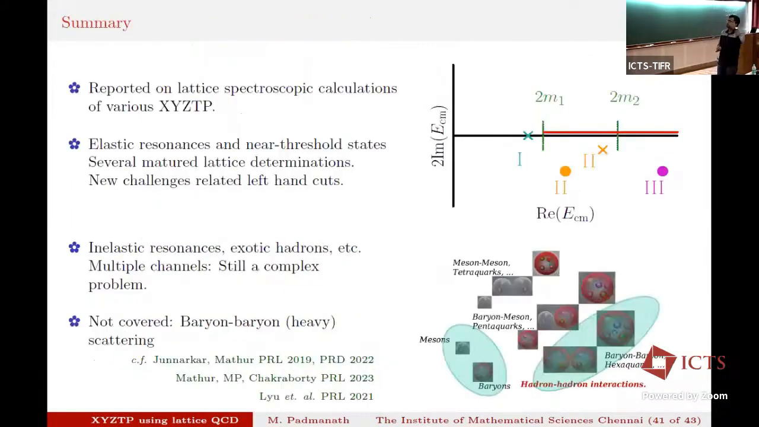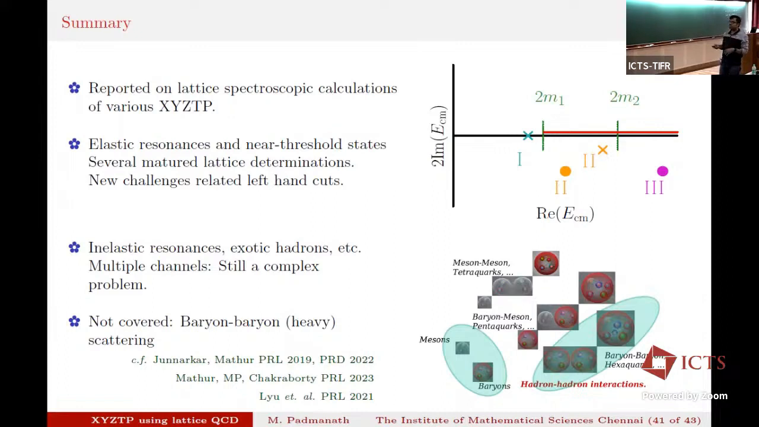All right. So that leads to my summary slide. I basically reported on various lattice calculations on XYZTP. By now you know what is XYZTP. The study of elastic resonances and near threshold resonances is sort of established, except that there are new challenges that are coming up even in the elastic scenarios.